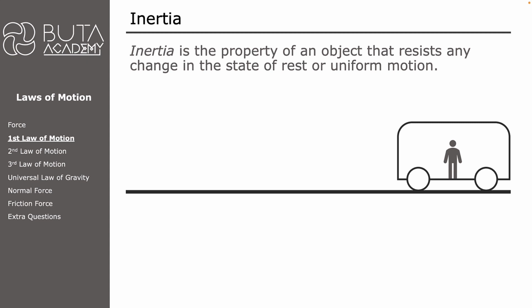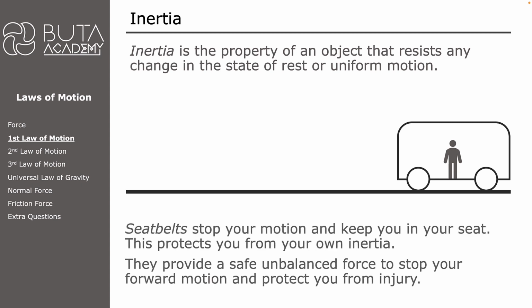That's why seatbelts are important. Seatbelts stop our motion and keep us in our seats. This protects us from our own inertia. They provide a safe, unbalanced force to stop our forward motion and protect us from injury.